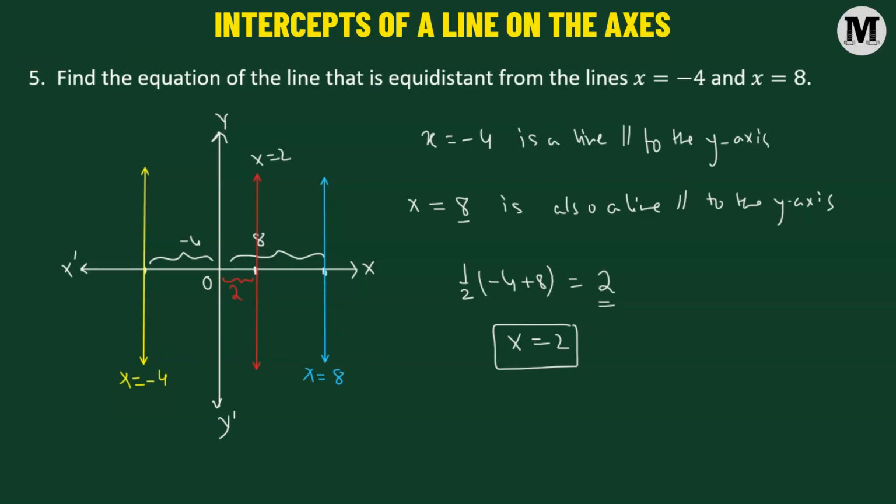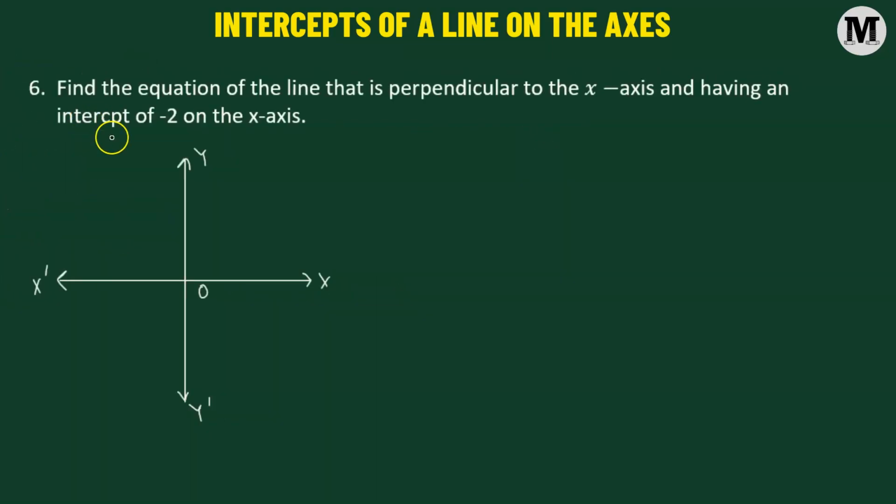Let's go to the next problem. Problem number 6. We need to find the equation of a line that is perpendicular to the x-axis and has an intercept of -2 on the x-axis. Meaning, we consider a point which is -2 units from the origin, or you can say 2 units lying to the left of the origin, and we have a line which is perpendicular to the x-axis. So let's draw that line.